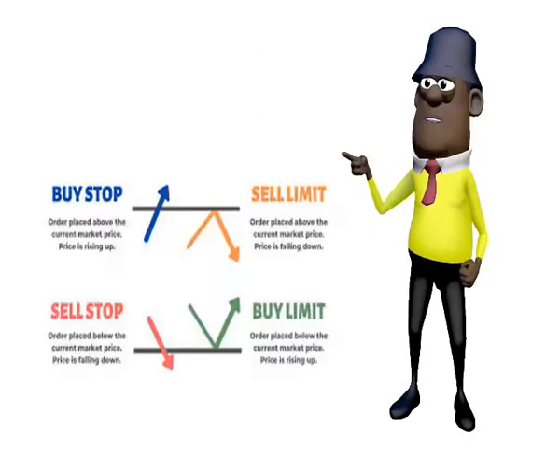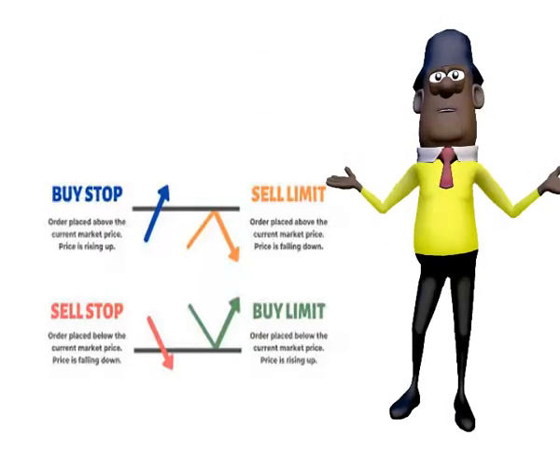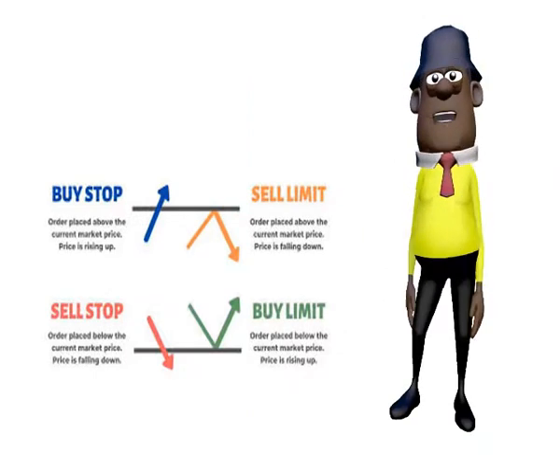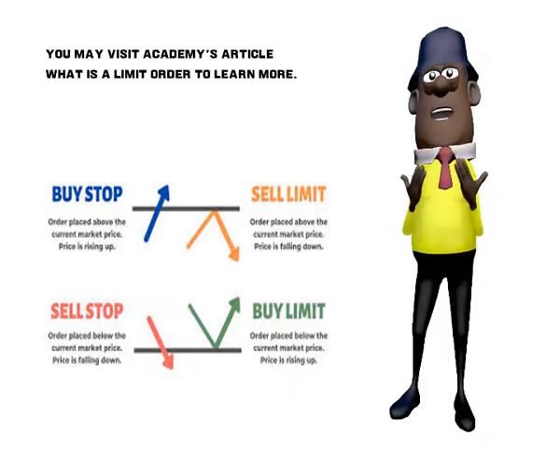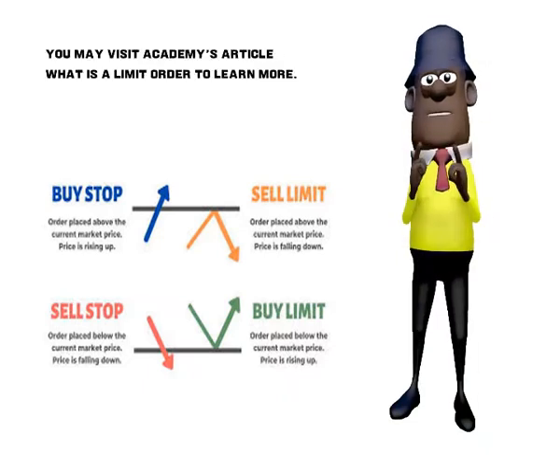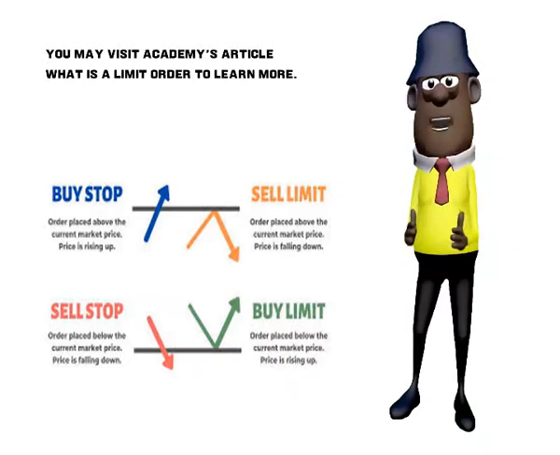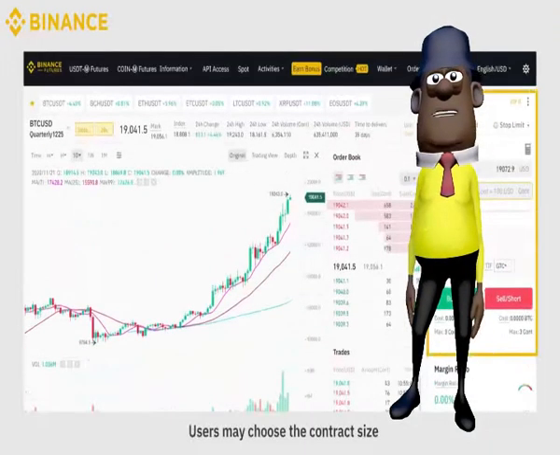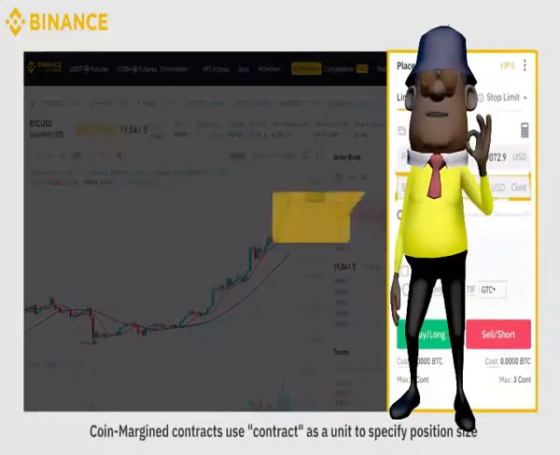Limit order allows you to place an order at a specific or a better price. A buy limit order will be filled if the price matches or is lower than your limit price, and a sell limit order will be filled at or higher than your limit price. Please note that a limit order is not guaranteed to execute. You may visit Binance Academy's article, What is a limit order?